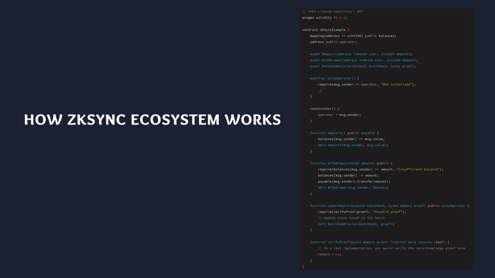To illustrate this process, let's look at a simplified example of zkSync's operation in code. Here is a basic example in Solidity. In this example, the smart contract represents a simplified version of zkSync's operation. Users can deposit funds into the contract, and their balances are tracked. When a user wants to withdraw funds, they can do so, provided they have a sufficient balance. The submit batch function allows the operator to submit a batch of transactions along with a zero-knowledge proof. The verify proof function is a placeholder for the actual proof verification logic.